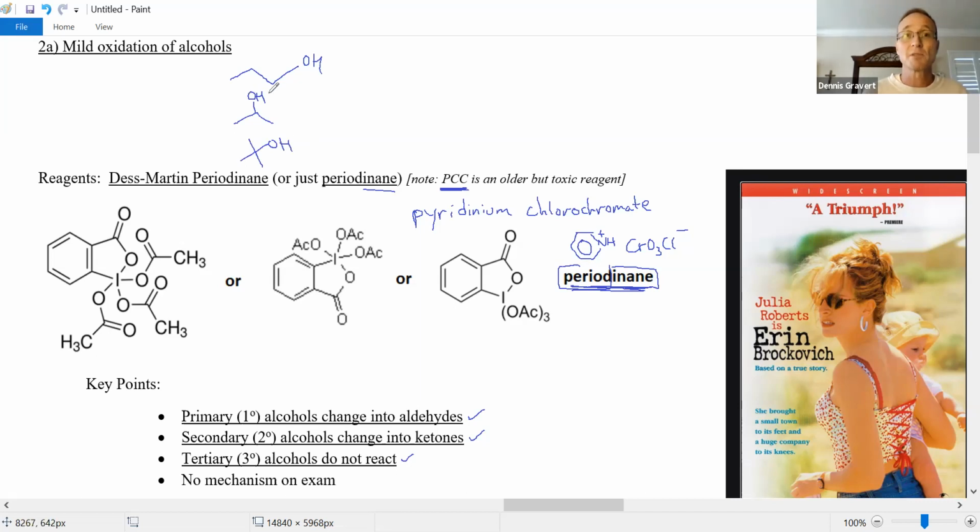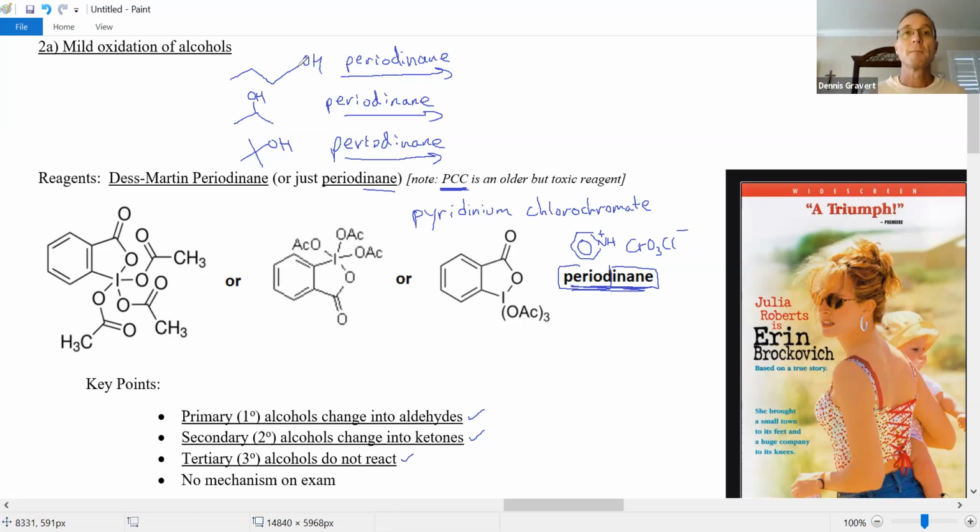So start with the primary, secondary, tertiary. And those are just examples, right? You have to look at your full structure and see where the alcohols are. And then I'll take the shortcut, periodinane. I'm going to treat it with this mild oxidizing agent, periodinane.